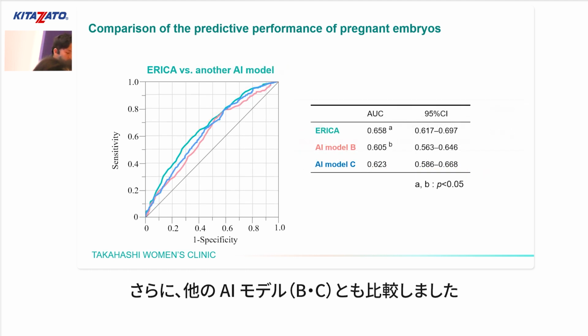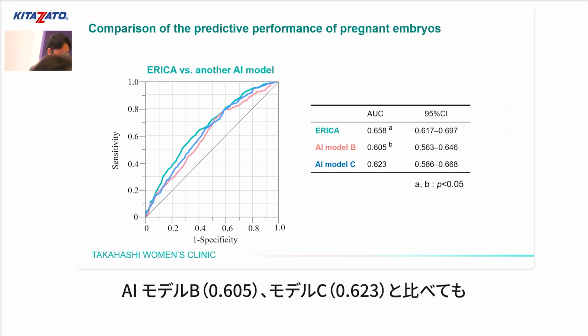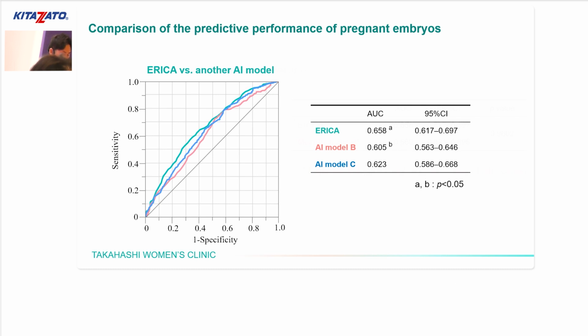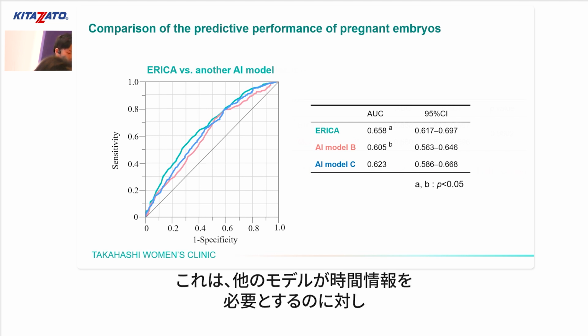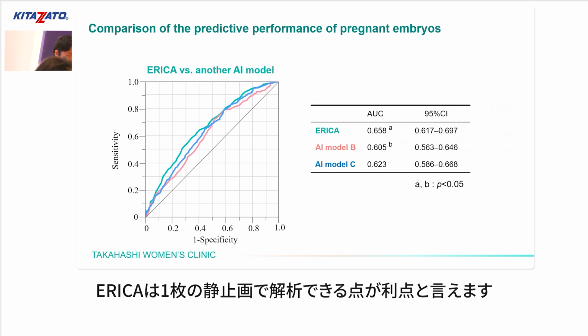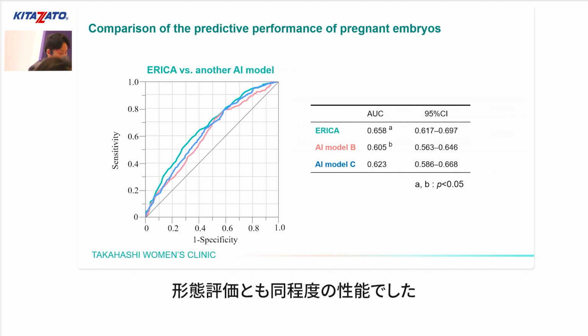In addition, we also compared performance with other AI-based embryo evaluation models. The AUC for model B was 0.60, and model C was 0.62. Our results show that ERICA's performance was significantly higher than that of model B. Compared to model C, which considers the embryonic developmental process using time-lapse image sequences in the score calculation, the performance of ERICA was comparable to model C.